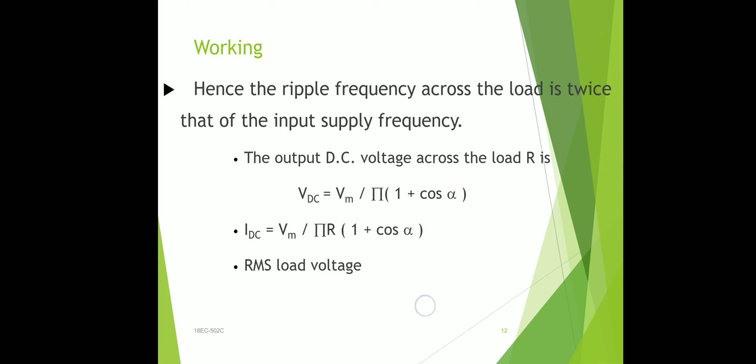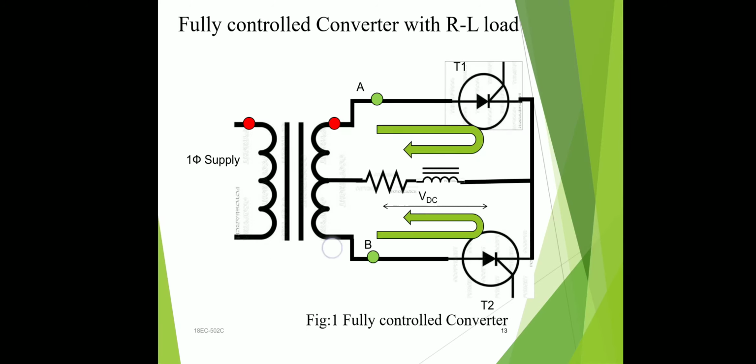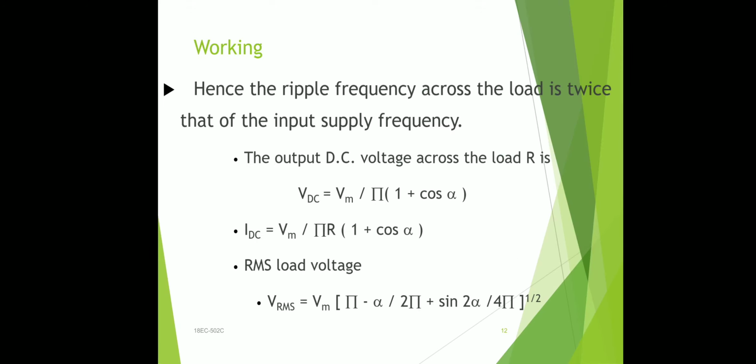And the RMS load voltage equals Vm times the square root of ((pi minus alpha) by 2 pi plus sine 2 alpha by 4 pi). This is about the fully controlled rectifier with resistive load.